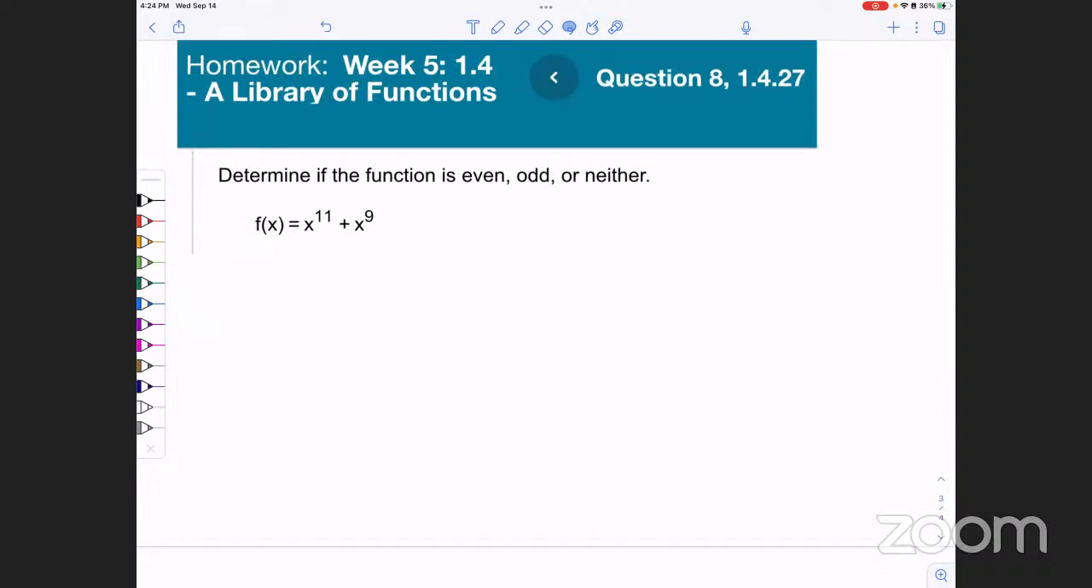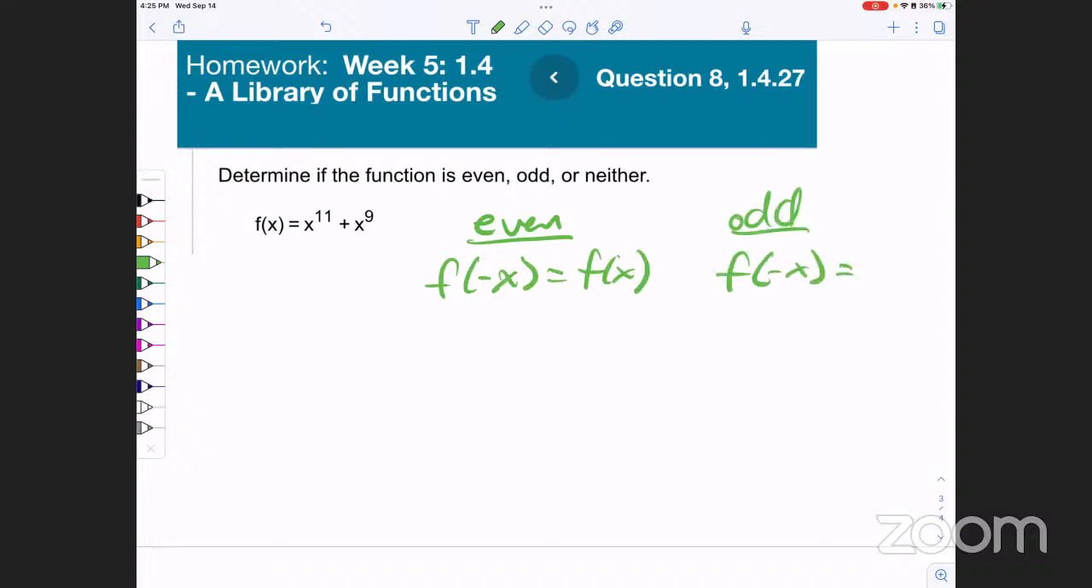So again, one of my professors would say, every time you use a formula, write it down. So the definition of a function being even: when we evaluate f of negative x, we get the original. Odd means when we evaluate f of negative x, we get a negative times the original.